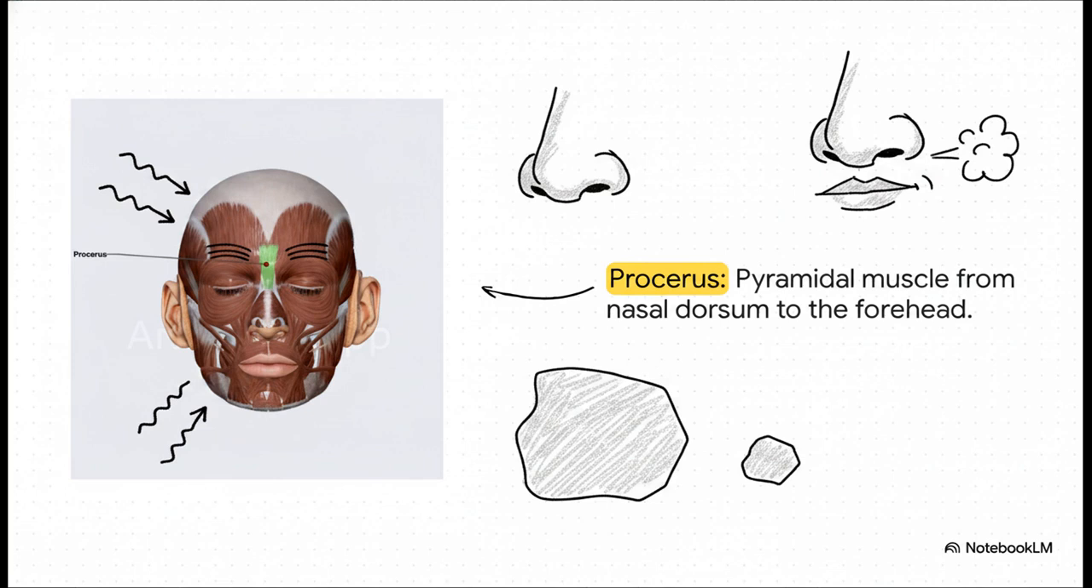First up is the procerus, located right between your eyebrows. It pulls the skin between your eyebrows downward, creating those horizontal wrinkles right over the bridge of your nose. Basically, it's the muscle you use when you smell something terrible.